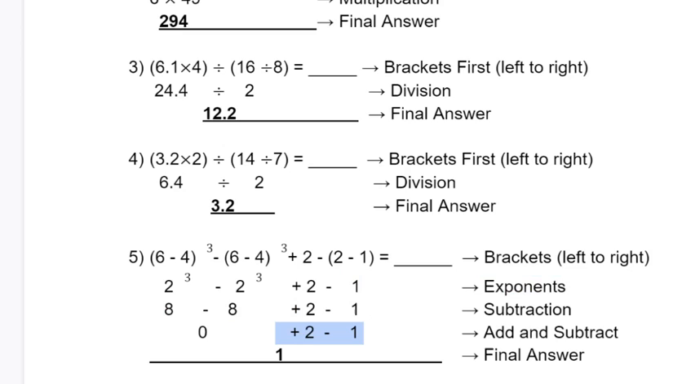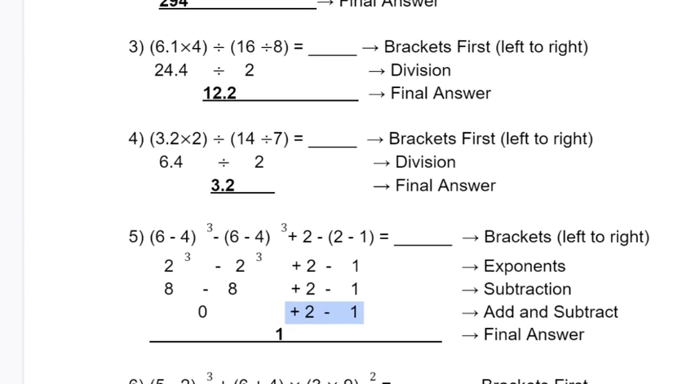And then we have an addition, which is attached to 2, so that really means it's a positive 2, and then there's a subtraction going on. So you could do 0 plus 2 and then minus 1. You don't have to. You could just do 2 minus 1, obviously. And then the final answer will be 1.